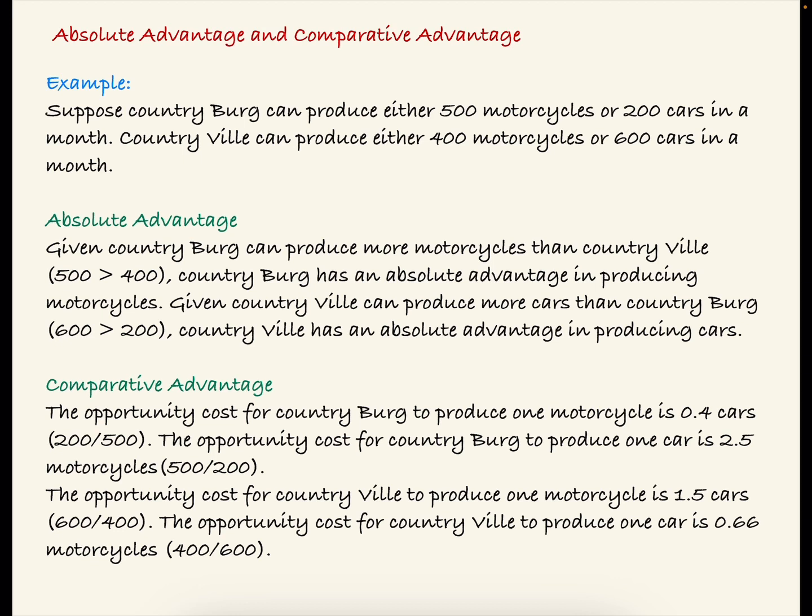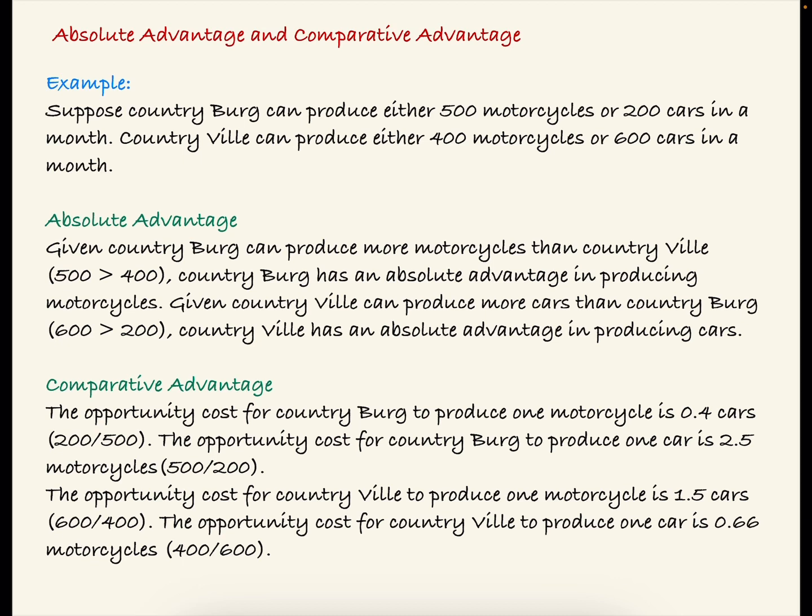First, let's take a look at absolute advantage. Given country Berg can produce more motorcycles than country Ville, country Berg has an absolute advantage in producing motorcycles. Given country Ville can produce more cars than country Berg, country Ville has an absolute advantage in producing cars.